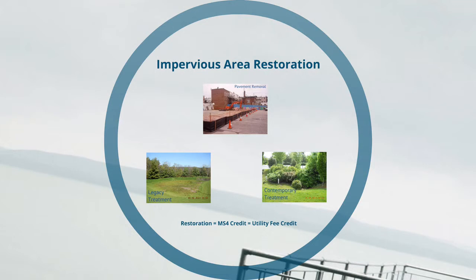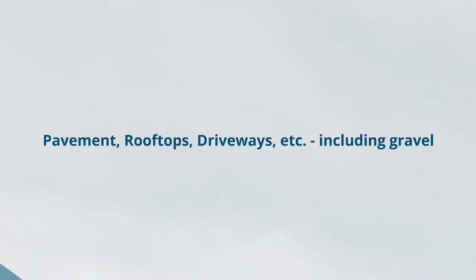First question when you talk about impervious area restoration is really what is impervious area? It is any area or any surface on the land that will not allow water to flow through it into the soil beneath it. So any pavement, driveways, roadways, any rooftop, and any other surface that will not allow water to flow through it directly into the ground. This includes gravel in many cases.